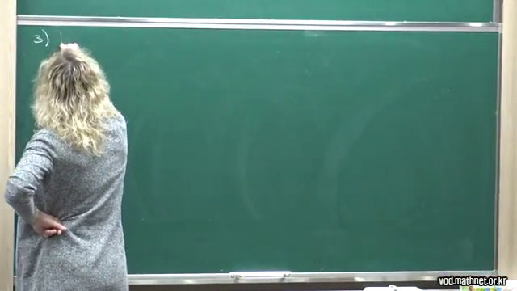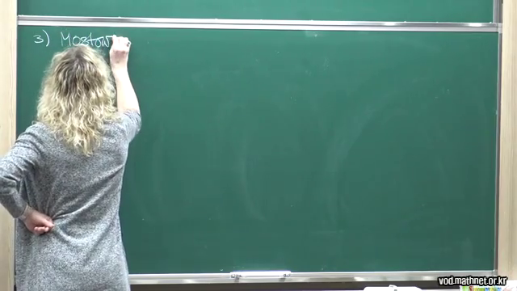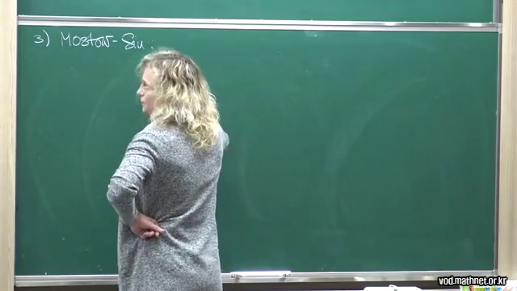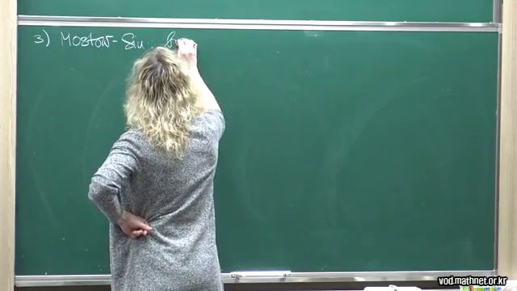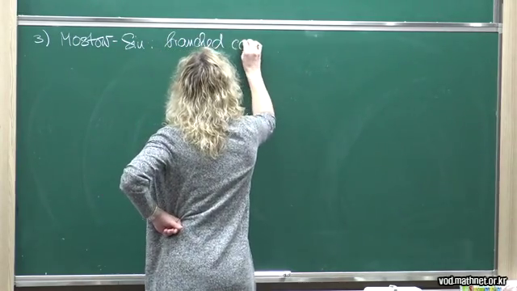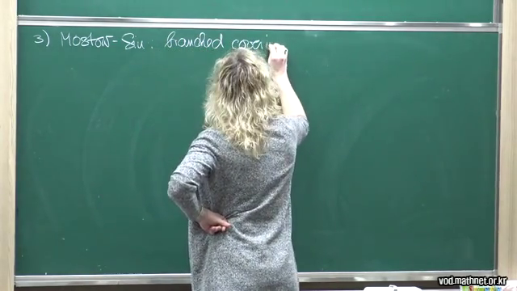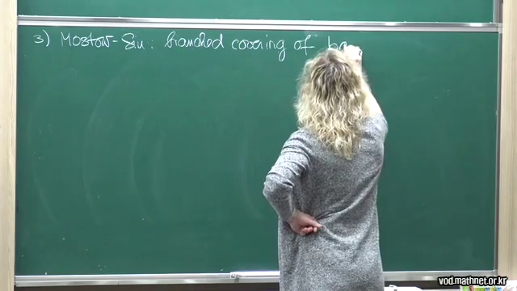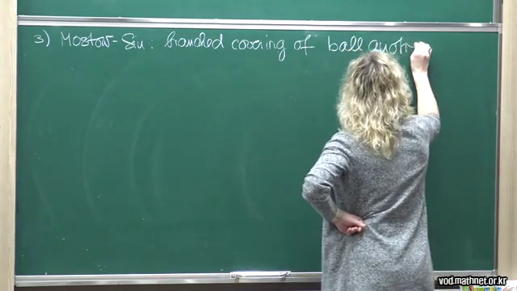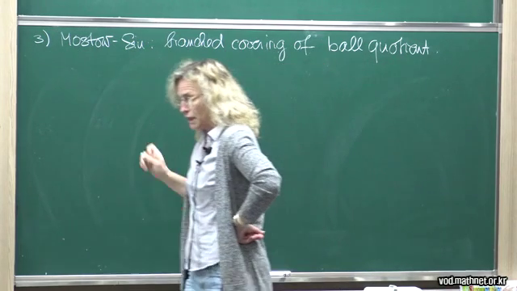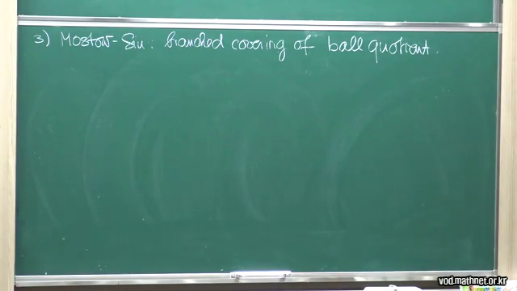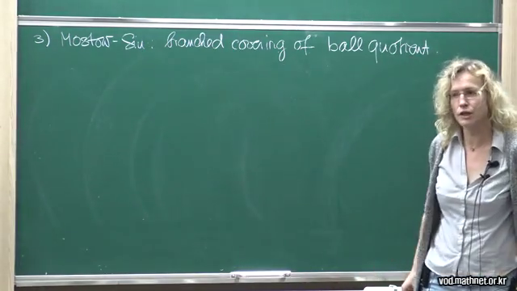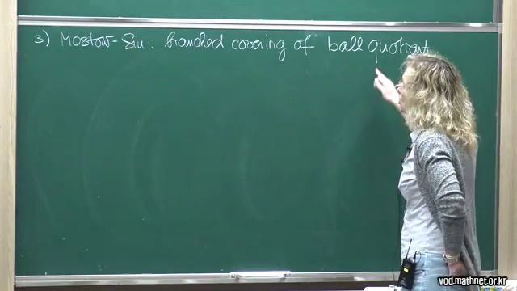Then there is the example by Mostow and Siu. This is a surface which is a branched covering of a ball quotient. The reason why they constructed these examples is that they are not ball quotients, and they have a Kähler metric with negative curvature, and it was conjectured that these are only ball quotients.